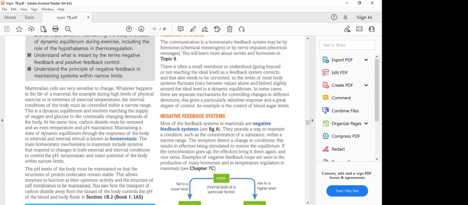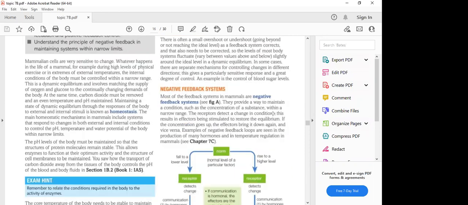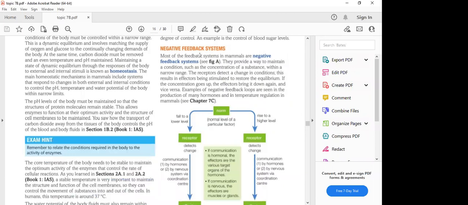In some cases, there are separate mechanisms for controlling change in different directions. This gives a particularly sensitive response and a great degree of control. An example is the control of blood sugar level. Negative feedback. Most of the systems in mammals use negative feedback.